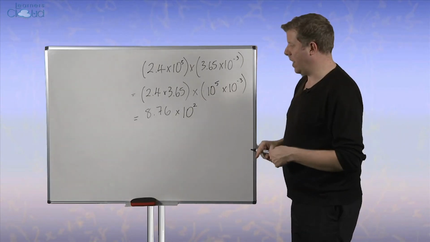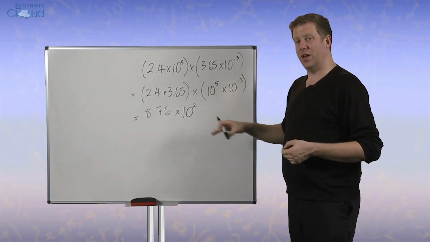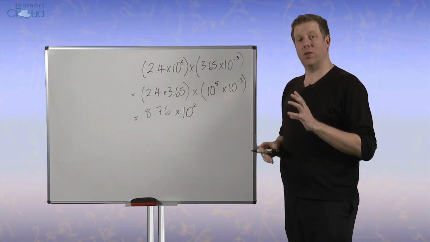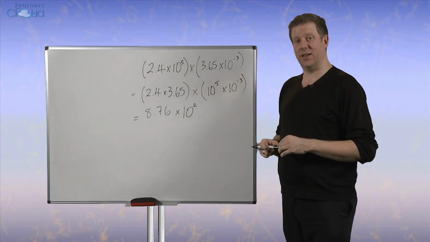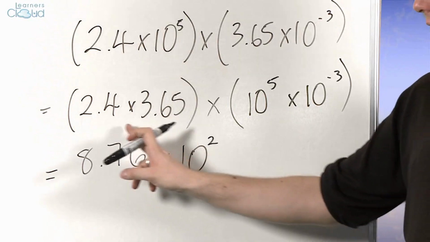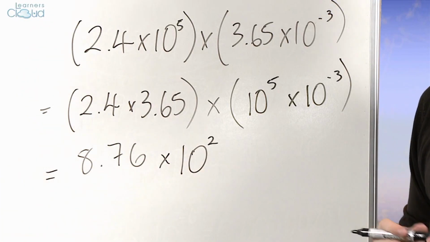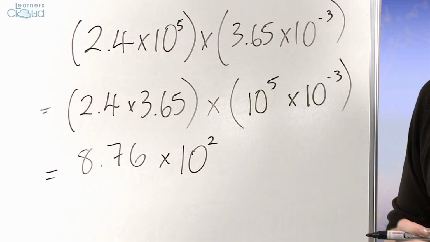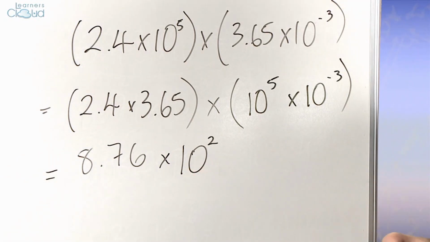gives us 10 squared. Now when you get this final answer here, it's always important to check whether or not the number is still in standard form, because sometimes the answer you get here may be a number that's bigger than 10 or less than 1. In this case, 8.76 is still between 1 and 10, so there's our answer in standard form.